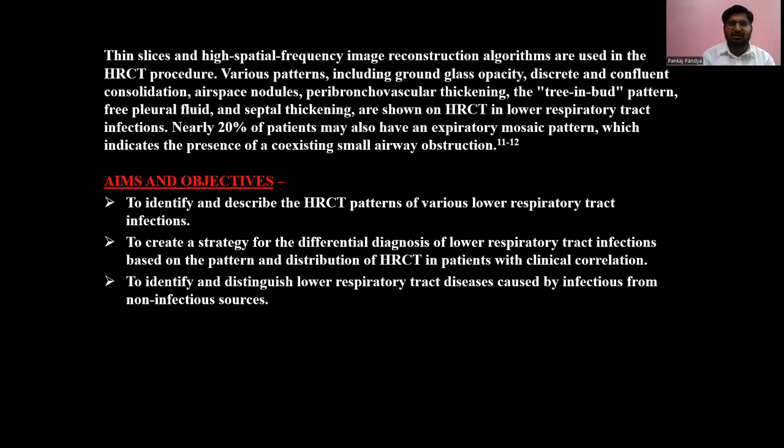Thin slice and high spatial frequency image reconstruction algorithms are used in the HRCT procedure. Various patterns, including ground glass opacity, discrete and confluent consolidation, air space nodule, peribronchial vascular thickening, tree in bud pattern, free pleural fluid, and septal thickening are shown on HRCT in lower respiratory tract infections. Nearly 20% of patients may also have expiratory mosaic patterns, which indicate the presence of coexisting small airway obstruction.